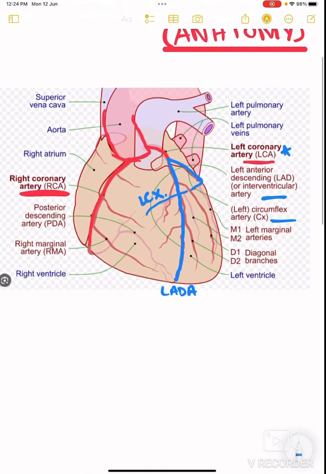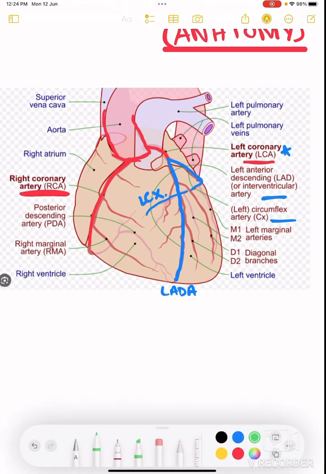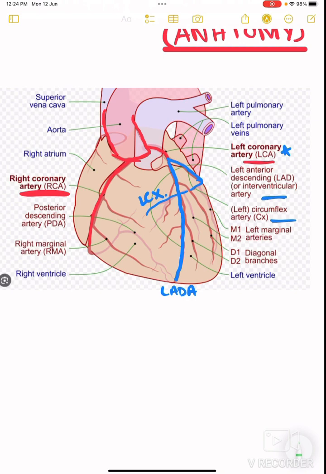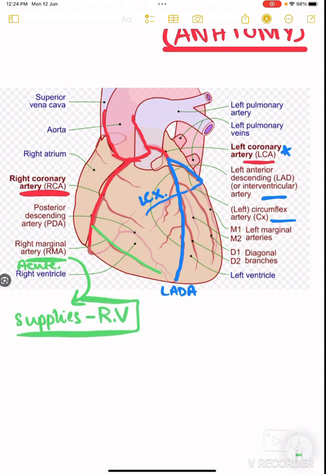Okay, now the branches of the right coronary artery. In the right coronary artery, we can see there is a medium-sized branch which traverses the base of the heart. This is called the right marginal artery, or it may be called the acute marginal artery also. What does the right marginal artery supply? It supplies the right ventricle. Very important. You have to remember, the marginal artery supplies the right ventricle. Extremely important.